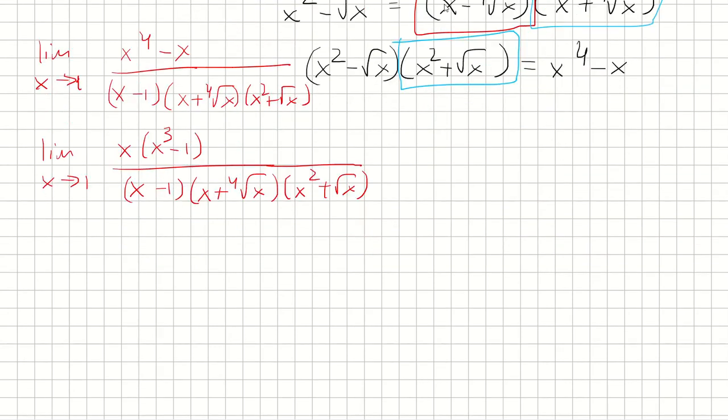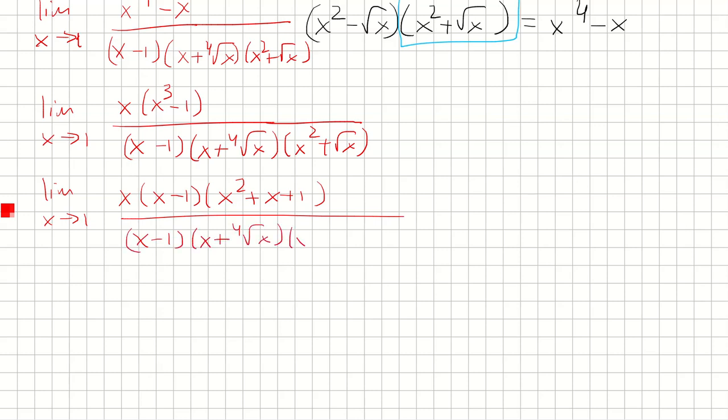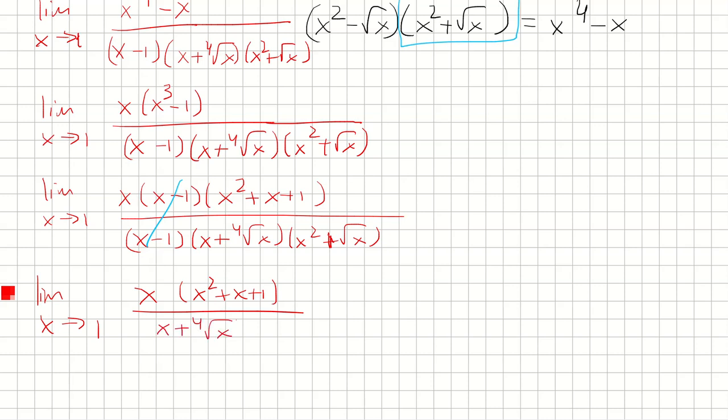And then x cubed minus 1 can get factored further as x minus 1 times x squared plus x plus 1. And now the x minus 1s are going to cancel. So that gives us x times x squared plus x plus 1 over x plus fourth root of x times x squared plus square root of x.